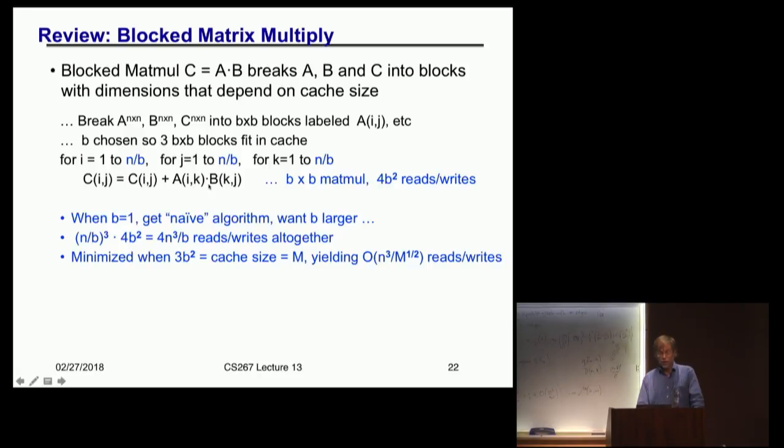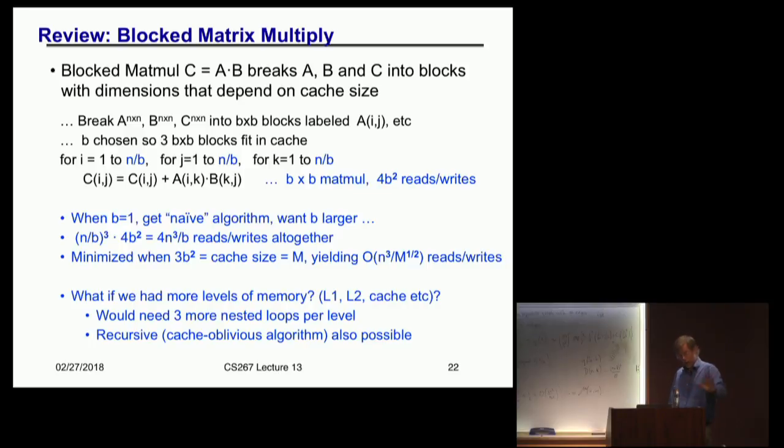And if I pick B small enough so that I can read all of these 3 matrices into cache and keep them there, then I'm just going to do 4 B squared reads and writes. They all live in cache, and then I do B cubed multiply adds, and it doesn't cost any more memory traffic. And so the whole cost of doing that is going to be n cubed divided by m to the 1/2, where m is the cache size. And that's when I pick these blocks so all 3 blocks just fit in cache. So they're all about square root of m by square root of m blocks.